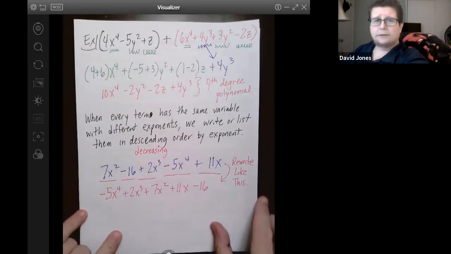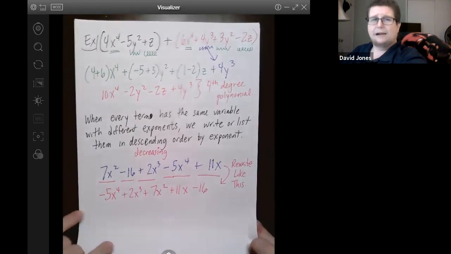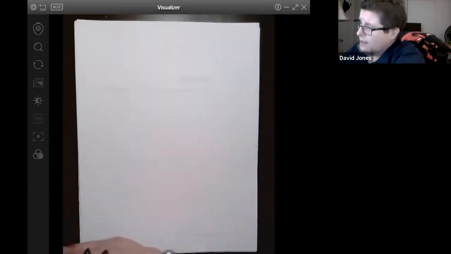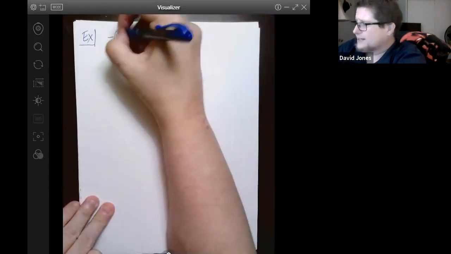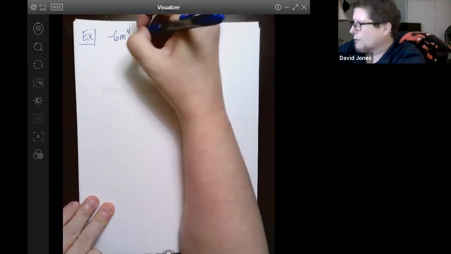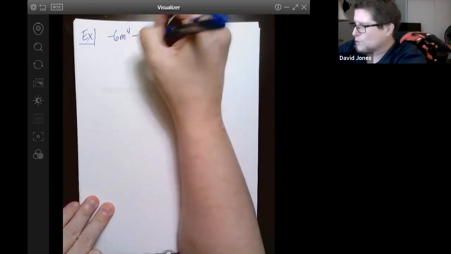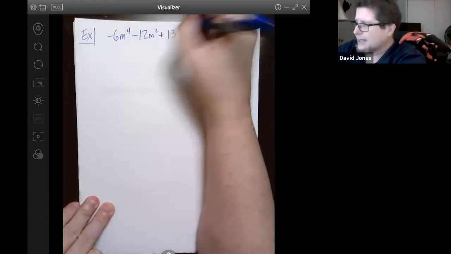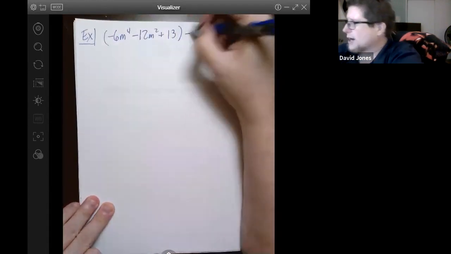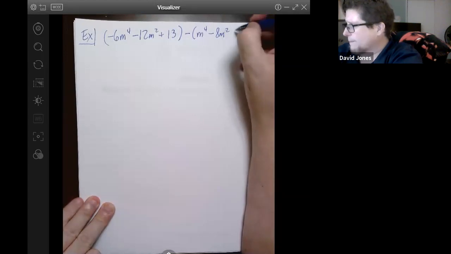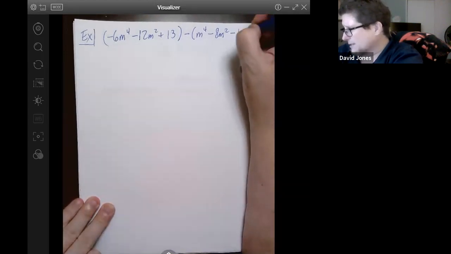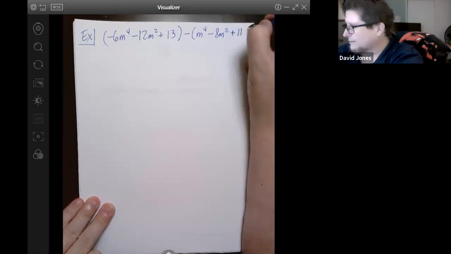Ready for more? We covered adding and doing the decreasing. Let's take a look at subtracting polynomials. Like, let's say we've got negative 6m to the fourth power minus 12m squared plus 13. And I'm going to subtract m to the fourth minus 8m squared minus 11. Let's say plus 11.